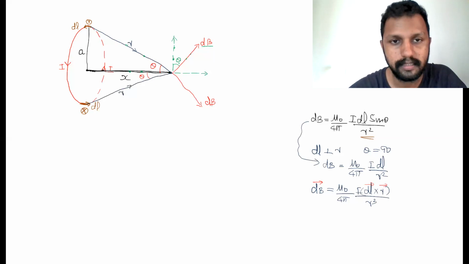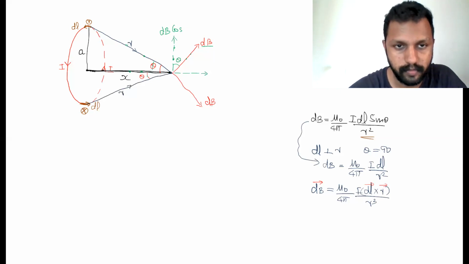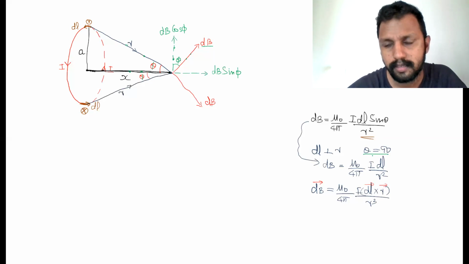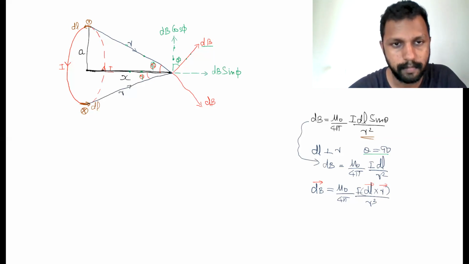If this is DB and this angle is theta, you could say this is DB cos. It's not. Let me mark this angle as phi. Then I could mark it as DB cos phi, and this is DB sin phi. Why am I marking it as phi? It's because we have already named theta over here. Therefore, I'm using another name, that is phi. So, DB cos phi and DB sin phi.